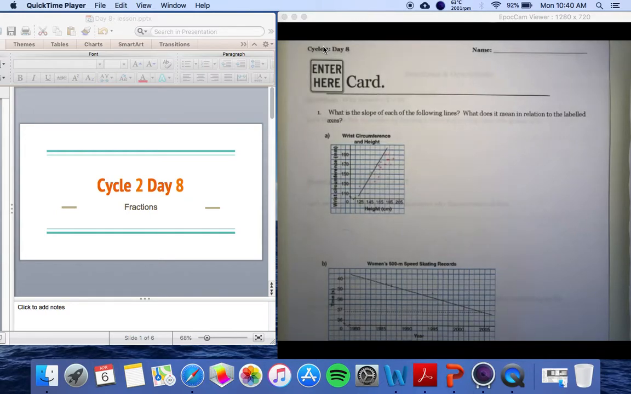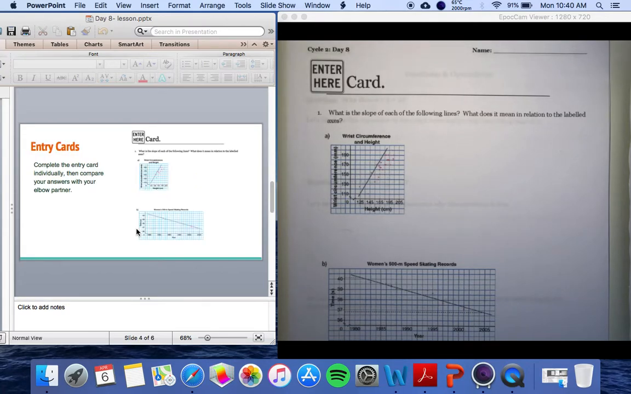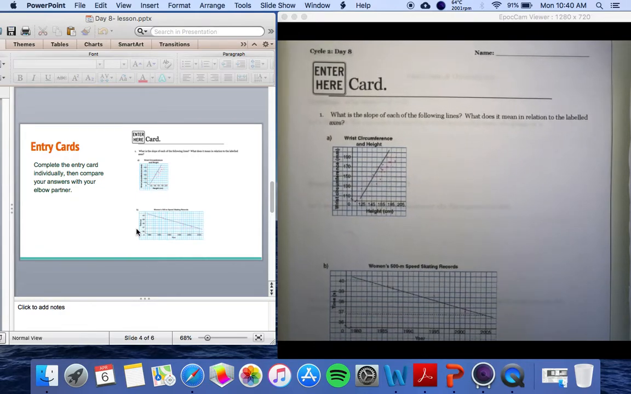Good morning, everyone. So for today, we are focusing on cycle 2, day 8, and we will be looking at how to add and subtract, multiply and divide fractions, as well as reduce fractions and convert between mixed and improper fractions. Okay, but before we get started, what I would like to do with you all is just complete a quick entry card just to pretty much review what we've covered from day 7.